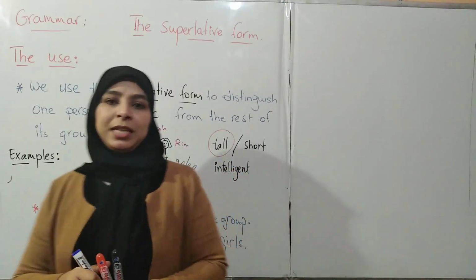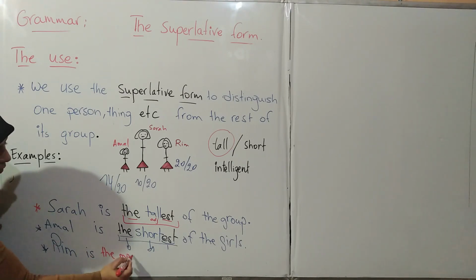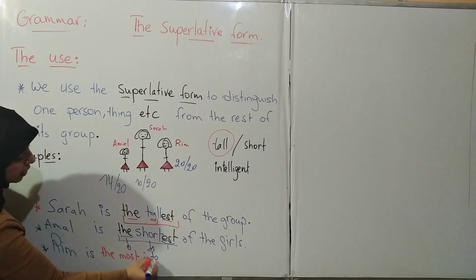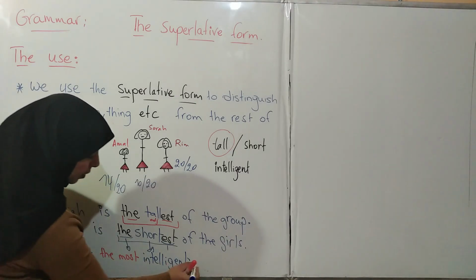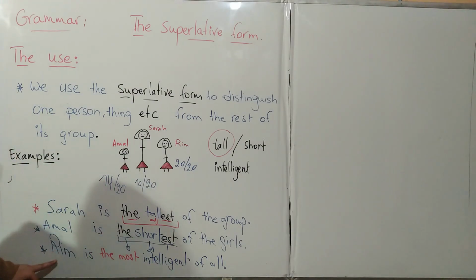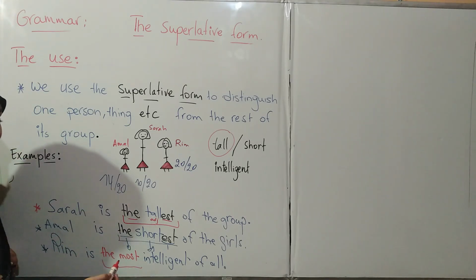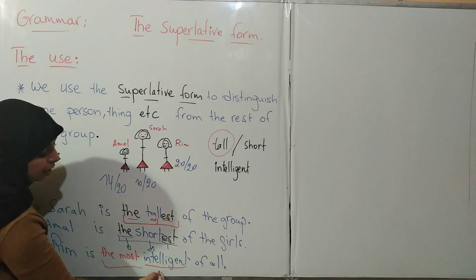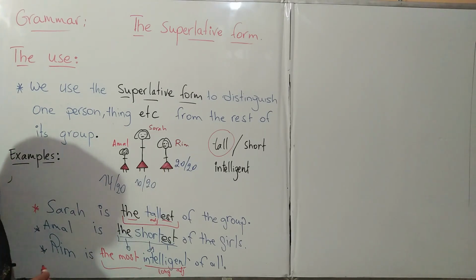Let's read it first, then we explain why. What happens to the adjective? So we say Reem is the most intelligent. This is our adjective. Of all. Very good. Look, Reem is the most. You will say, teacher, why did you write the most and not the? It's a good question again. We use the most when we have a long adjective. Clear? The most is used with long adjectives.